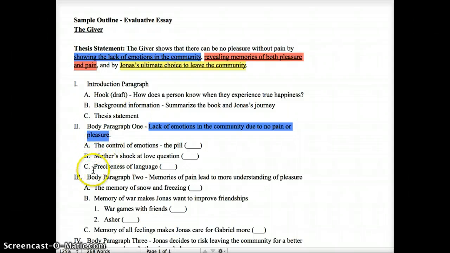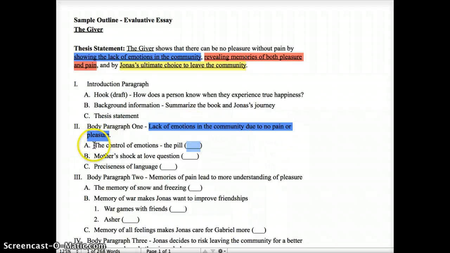My A, B, and C are my examples from my book. So I have the control of emotions, the pill, and you'll note that I have put blanks where page numbers should be. In your outline, you will include page numbers because then you've done all the work before you write the essay, and when you write the actual essay, it'll be so easy.